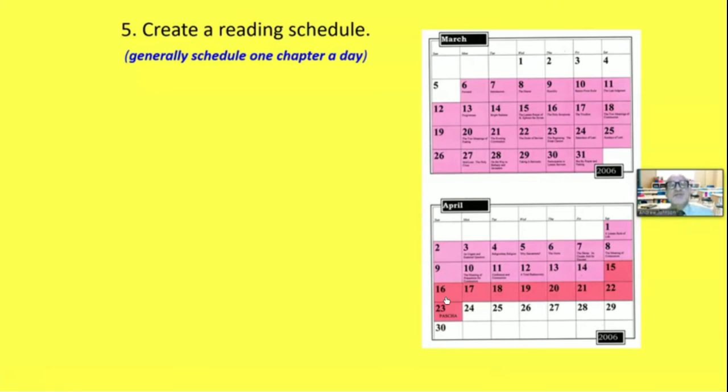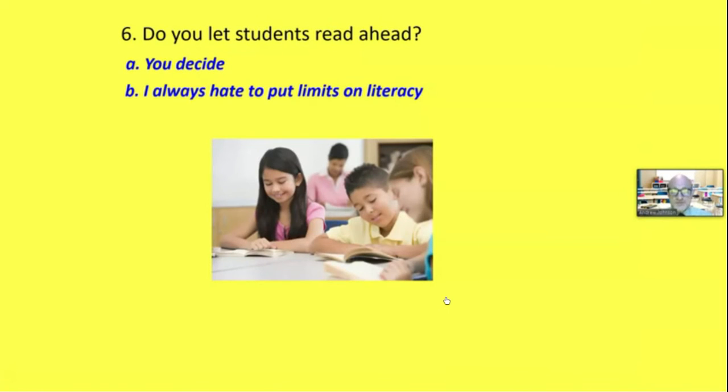You want to create some sort of reading schedule for when you're going to read each chapter of the book. If you're reading a common book, generally in classes you read one chapter a day. So when you're selecting a book for a literature-based approach, you want to find a book in which one chapter can be read in a day or in a reading class.